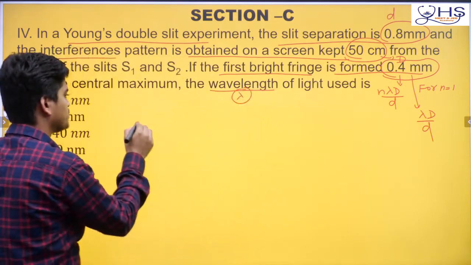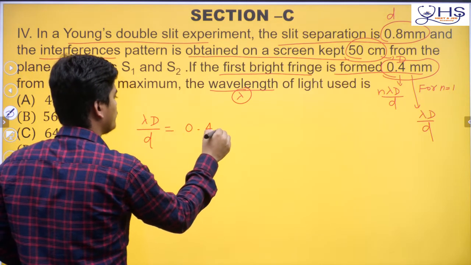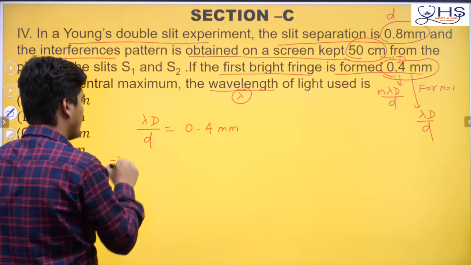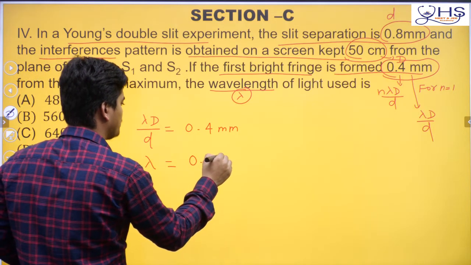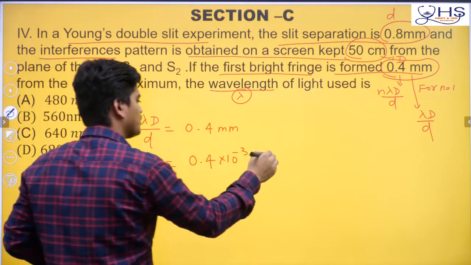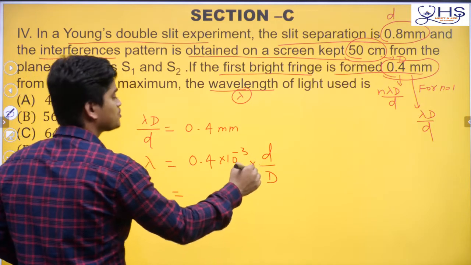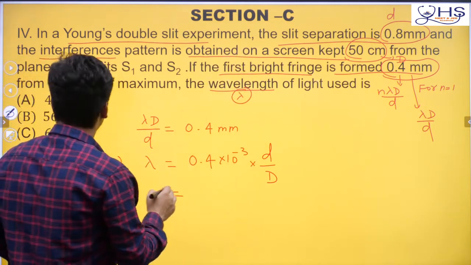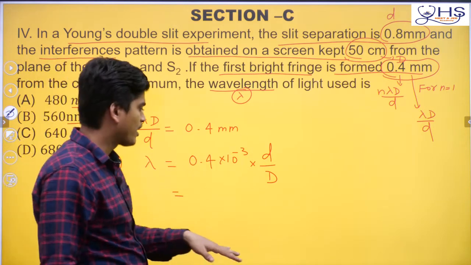So what is given in the question, you see? Lambda D by d is given, that is 0.4 millimeter. Now you need to find the wavelength here. Lambda you need to find. So 0.4 millimeter you can substitute as 10 to the power minus 3 meter. And here small d will be up, capital D will be down. Now here you can substitute the small d and capital D values, and you see everything in nanometer. So first let me calculate in meter, then we can convert to nanometer.